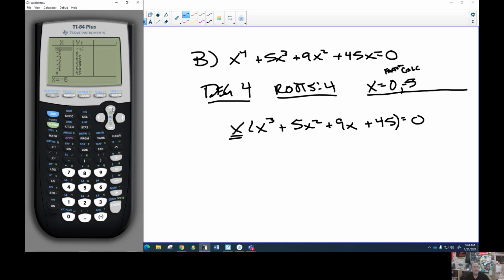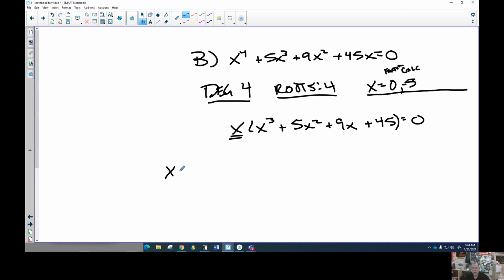Now we got to find the other 2. All right, well, let's look at what we can do. If we have no other clues to this, we could say, all right, I know that x equals -5 as a root. X equals -5 as a root means x plus 5 is a factor. So let's divide x plus 5 into x cubed plus 5x squared plus 9x plus 45 and see what's left.